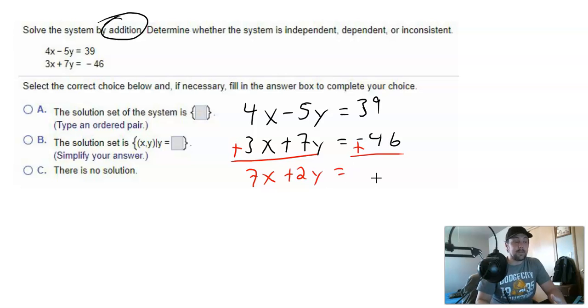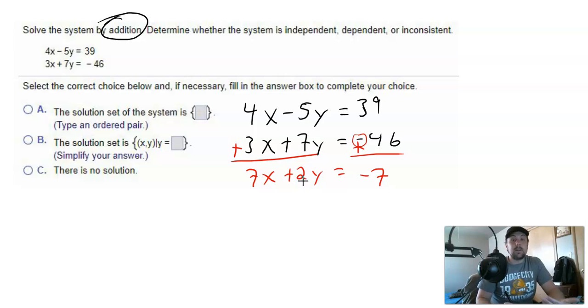And then I add the right-hand side of the equation together. I might have said that funny. So I add the x's together, add the y's together, add the right-hand side together. It's negative 46 plus 39. That's going to be negative 7. I get this equation, which isn't wrong. It's also valid, right? So if 4x minus 5y equals 39, which it does in our system, and 3x plus 7y equals negative 46, which it does in our system, then it's also true that 7x plus 2y will equal negative 7. This is a true equation if these two are true.